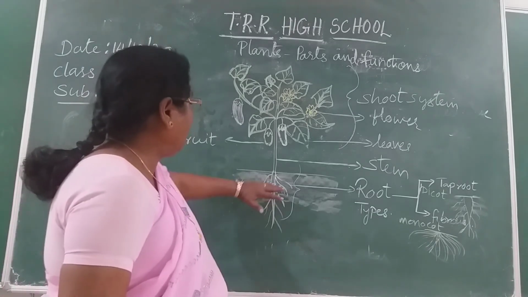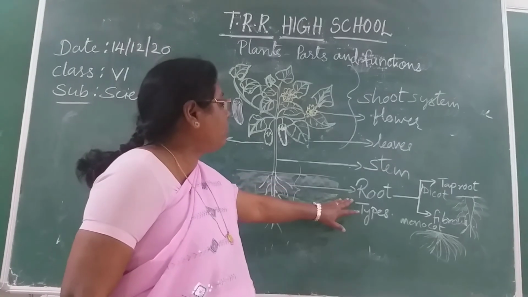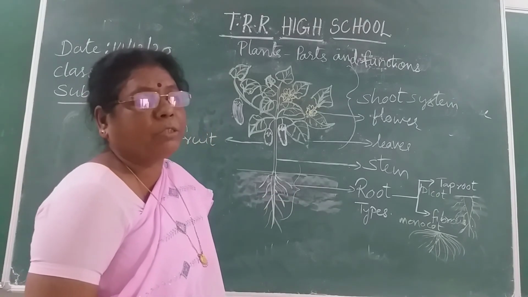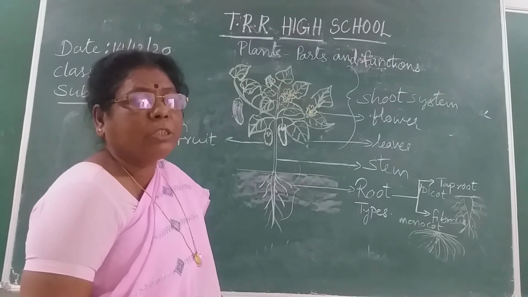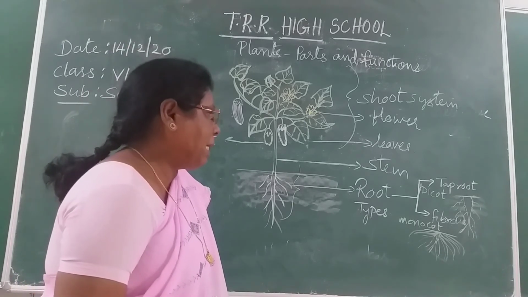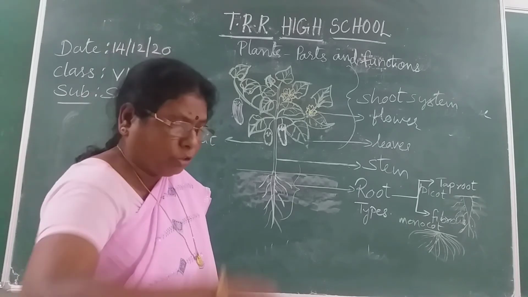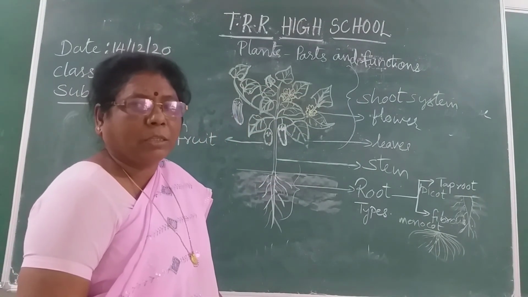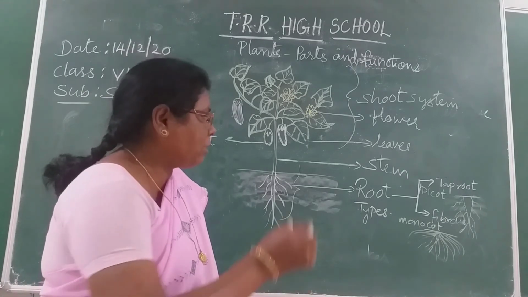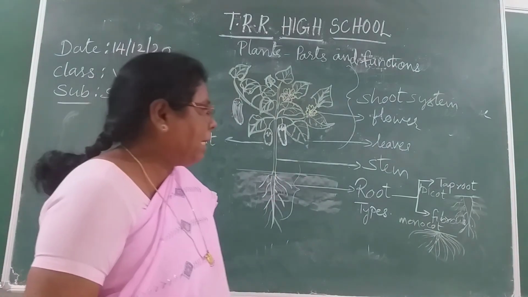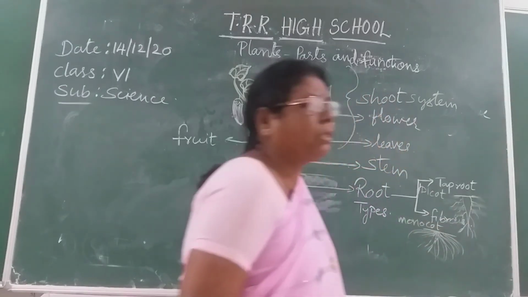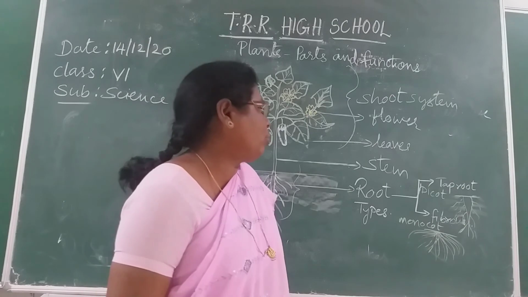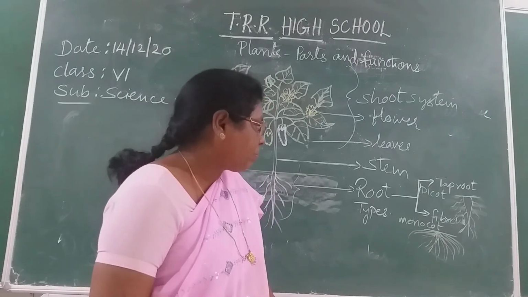Here I explained the types of root system. There are two types of roots, taproot and fibrous root. Taproot has a main thick root which grows straight into the earth, and side roots called lateral roots. The taproot is present in dicot plants.